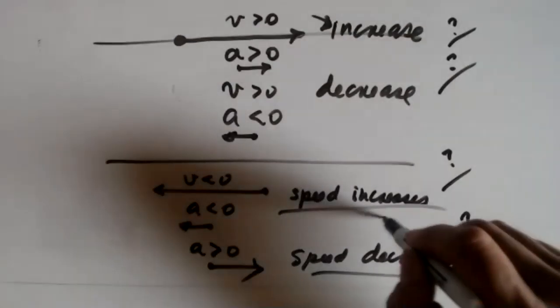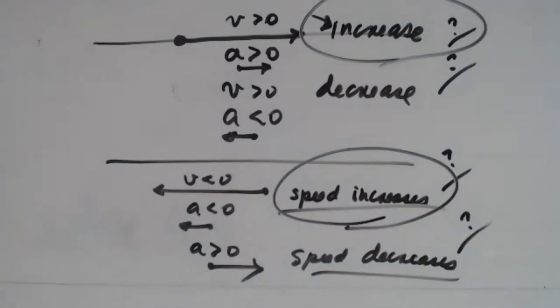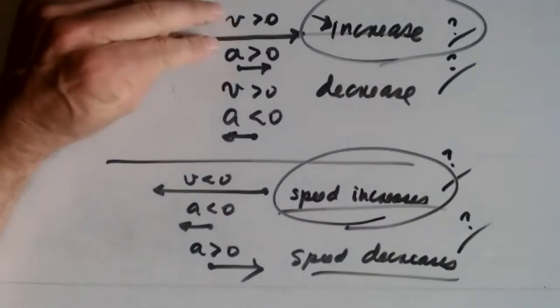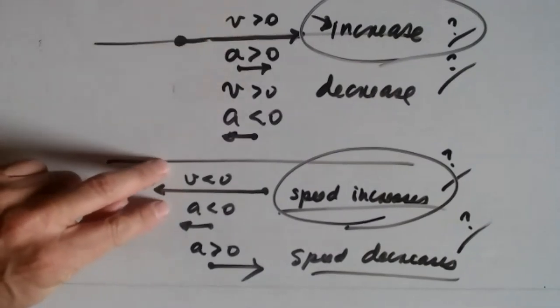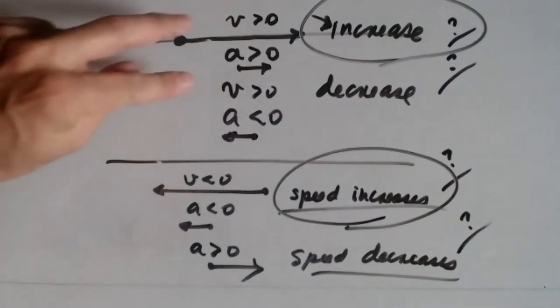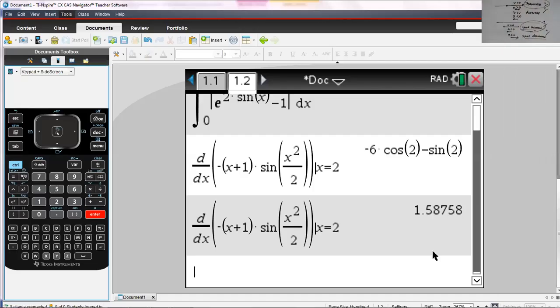So you need to determine the situation when the speed increases to the left or to the right. You must know that the acceleration and the velocity have the same sign. Negative both or positive both. In this case, let me just go back to the screen, right? You found that the acceleration is positive. Now, the speed is going to increase if the velocity is also positive.